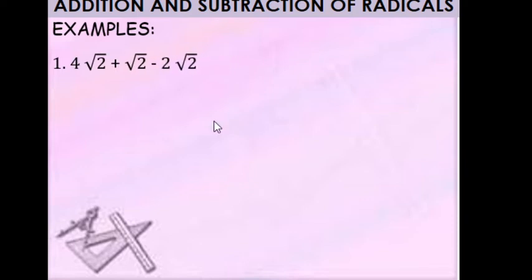So, one, we have 4 square root of 2 plus square root of 2 minus 2 square root of 2. So, kung mapapansin ninyo dito sa given example, siya ay similar radicals na. So, paano natin nasabi na siya ay similar radicals? So, dito, magkakatulad na siya ng radicals which is square root of 2. So, yung ating example, lahat ng radicals niya is square root of 2. So, ibig sabihin, pwede na nating i-add or i-subtract ang kanyang mga coefficients.